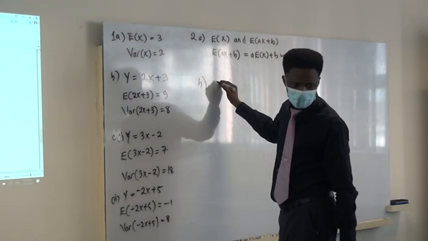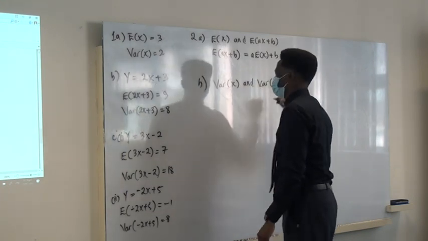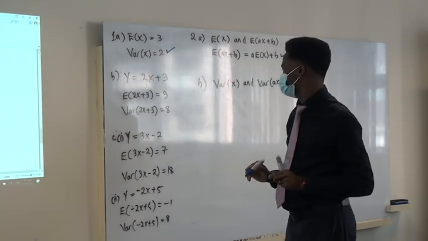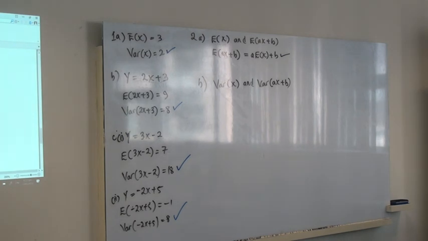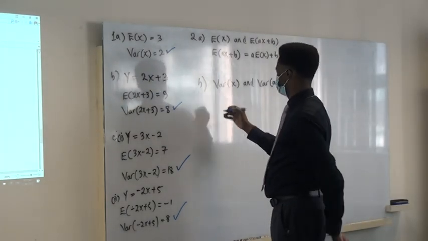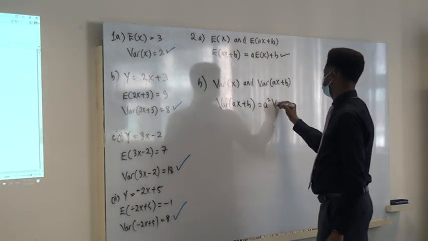The one that we haven't proved yet is this. I ask you to predict something for variance of x and variance of ax plus b. What did you notice? Looking at the numbers, variance of x is 2, and the variances here are 8, 18, another 8. Any observation? A squared times variance. A squared, definitely. That's the observation. The constant part does not have any effect. We'll see that variance of a constant is 0. So the variance of ax plus b is simply a squared times variance of x.